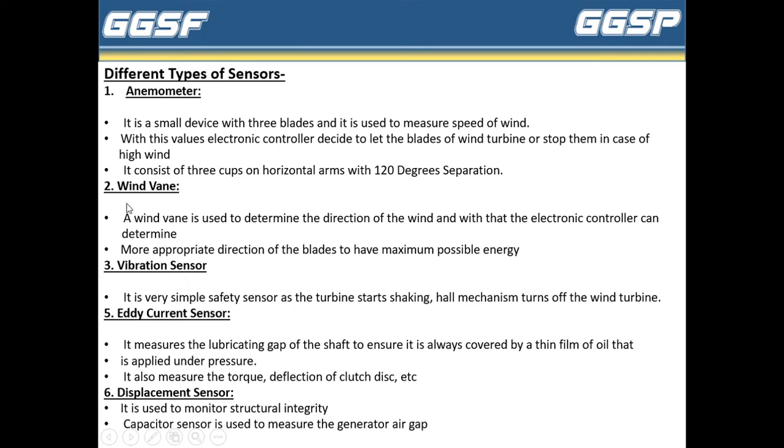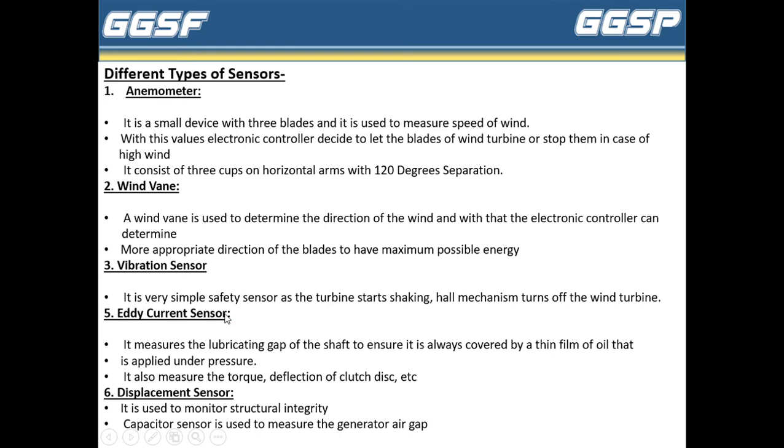Let me discuss the wind vane. The wind vane is used to determine the direction of the wind, and with that the electronic control can be determined. Then, what is meant by vibration sensor?